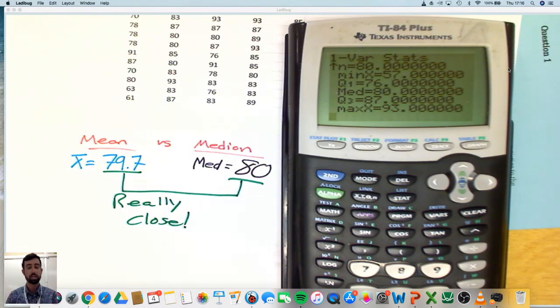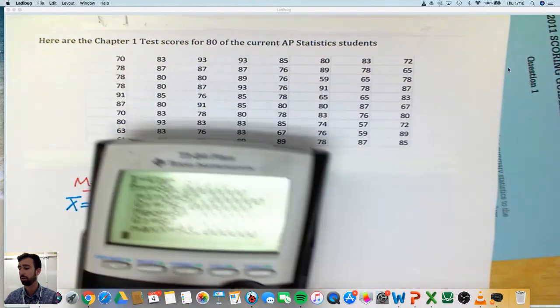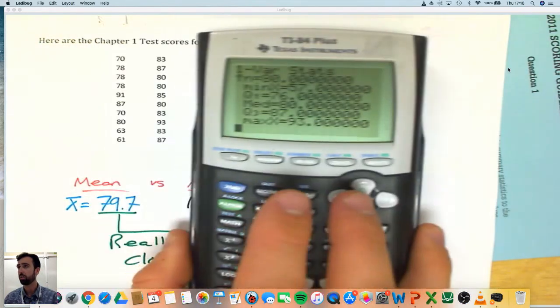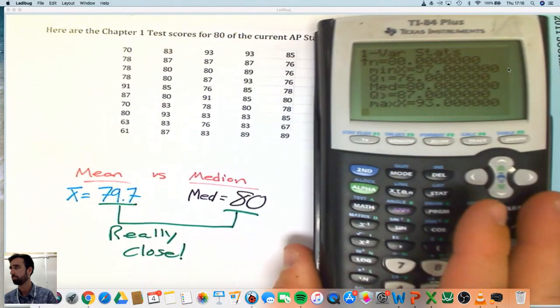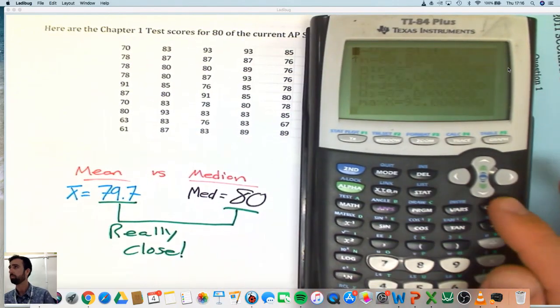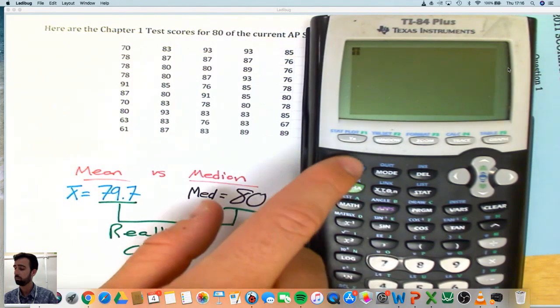Another way to check it is to actually graph it. So again, here's a quick review on how to graph data. You're going to want to enter in all your data points like we did. Then you're going to go to second, stat plot.